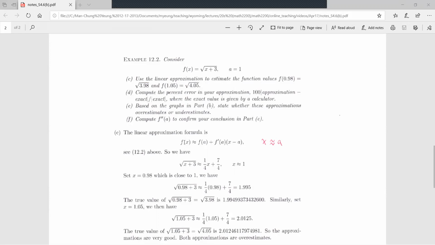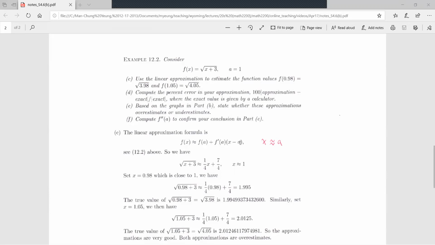The left-hand side is the curve, the function f. And the right side is the tangent line at the point A. This approximation is good when the two points x and a are close to each other. In this example, the function f is this square root. So I plug in this square root in f here.